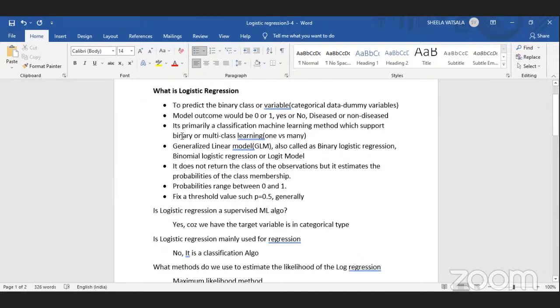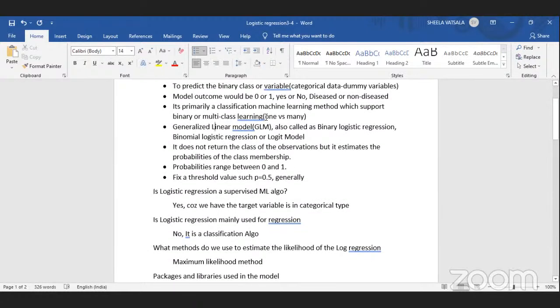In the same way, we also went ahead with understanding whether it is a classification or a regression model, and whether it supports binary or multi-class. It supports binary class and it also supports multi-class, using one versus many or one versus all, right? So this uses a generalized linear model. It is also called binary logistic regression, binomial logistic regression, or logit model.